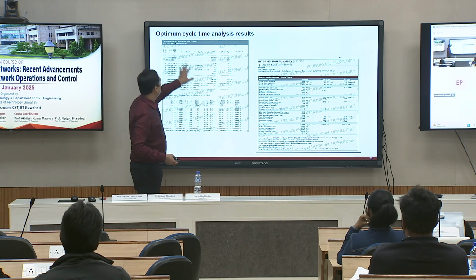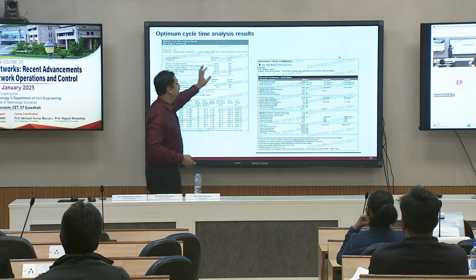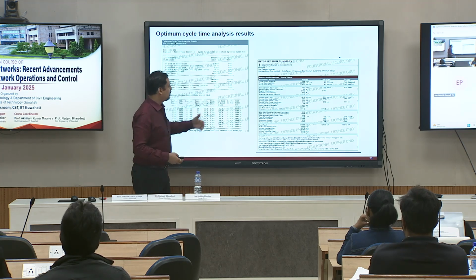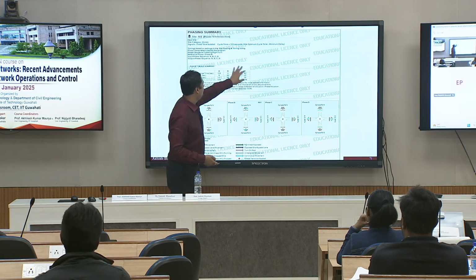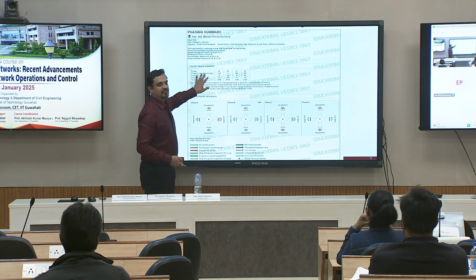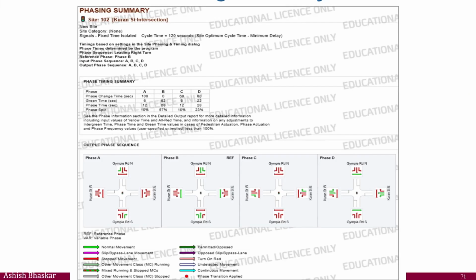That's one of the summaries you see, the optimal signal timing analysis results from SIDRA. For example, the optimal signal timings provided by SIDRA say your cycle time should be 120 seconds. For phase A, whatever you have specified as phase A, give 108 seconds, then phase B, phase C, and so on, right? So you specify what proportion of the green split is given to each approach. At least a starting point is given to you.